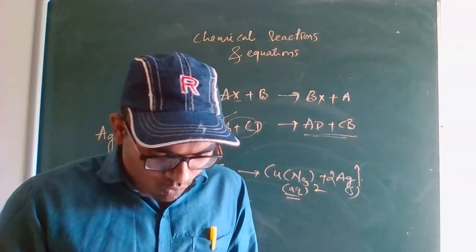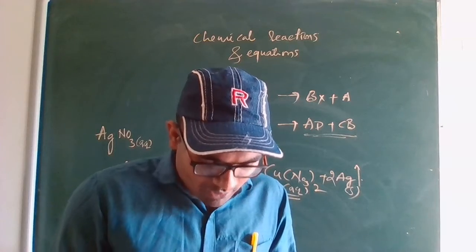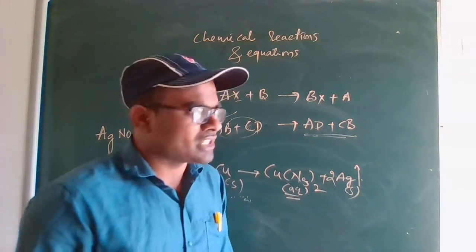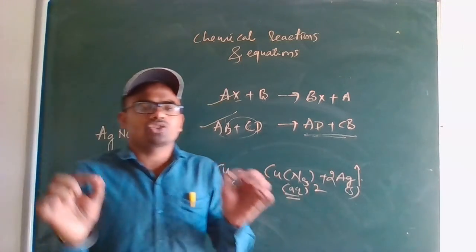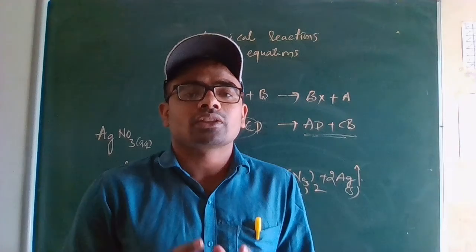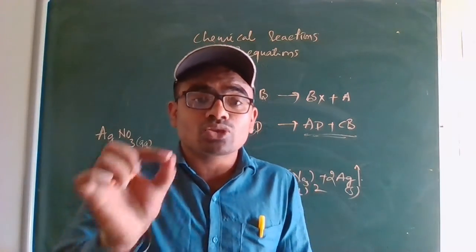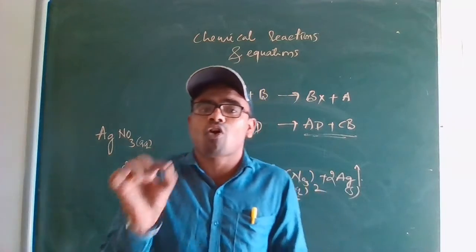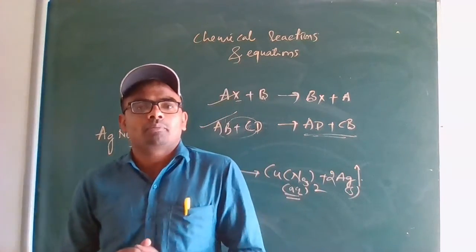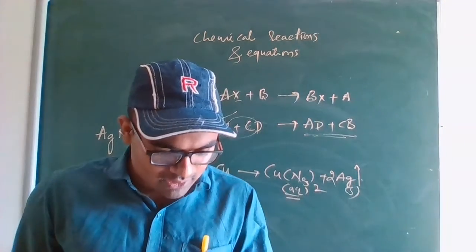What is the 15th question? What do you mean by precipitation reaction? Explain by giving examples. See, a precipitation reaction: an insoluble solid, a solid that cannot dissolve, must form. The reactions in which an insoluble solid is formed are called precipitation reactions. What are the examples?